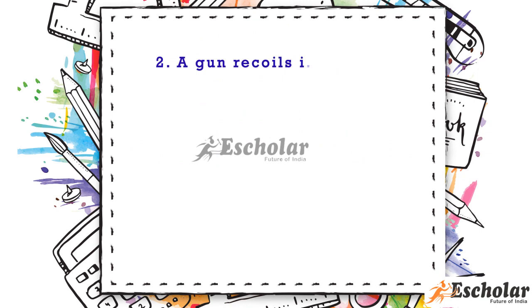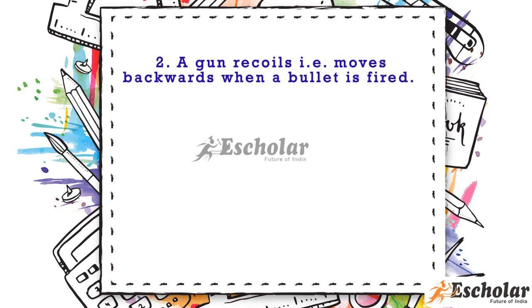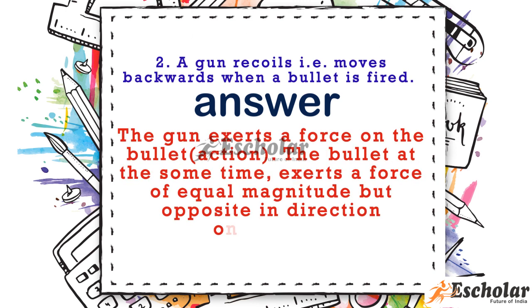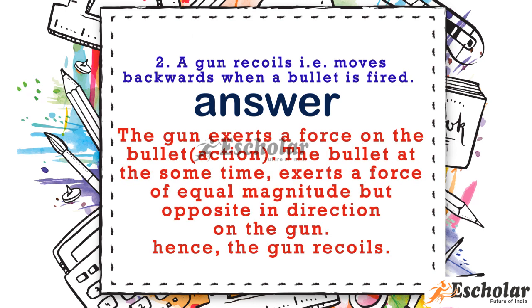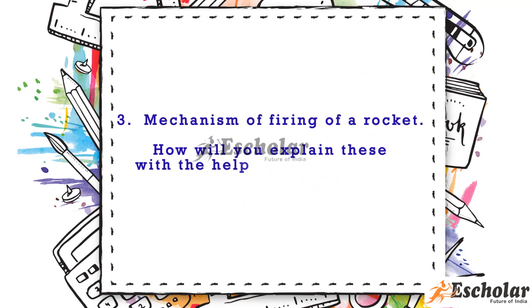Question 2. A gun recoils, that is, moves backward when a bullet is fired. Answer. The gun exerts a force on the bullet. Action. The bullet at the same time exerts a force of equal magnitude but opposite in direction on the gun, hence the gun recoils.